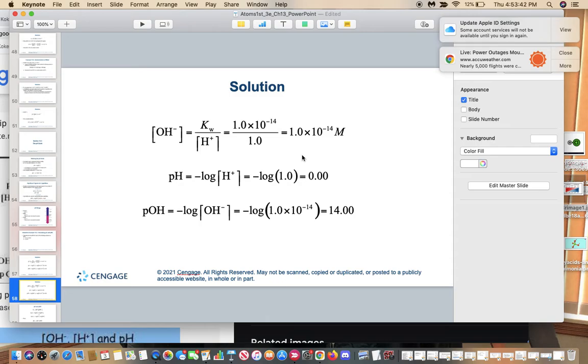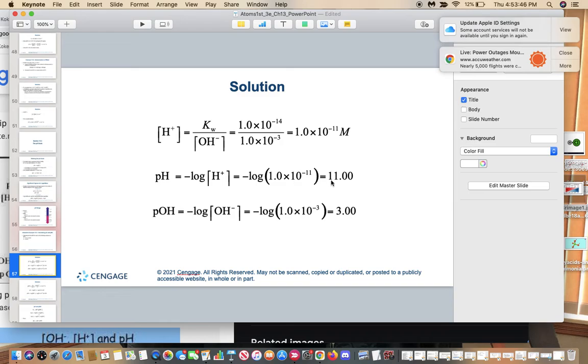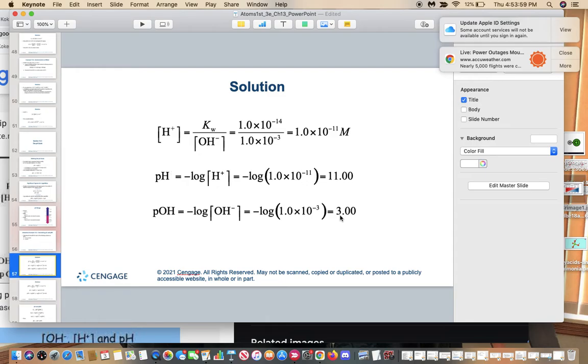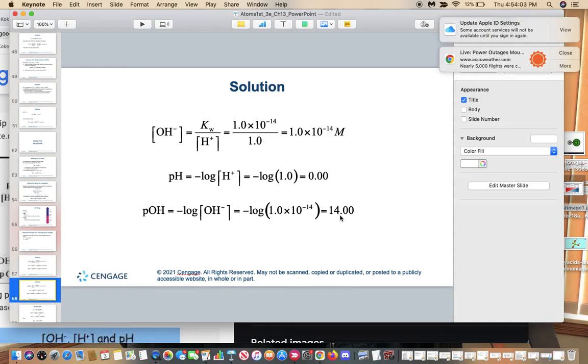Now, I just want to point out something about these two solutions. First of all, in the first example, pH was 11, pOH was 3. In the second example, pH was 0, pOH was 14. You're probably noticing a pattern there. The pH and the pOH actually add up to 14 at 25 Celsius.